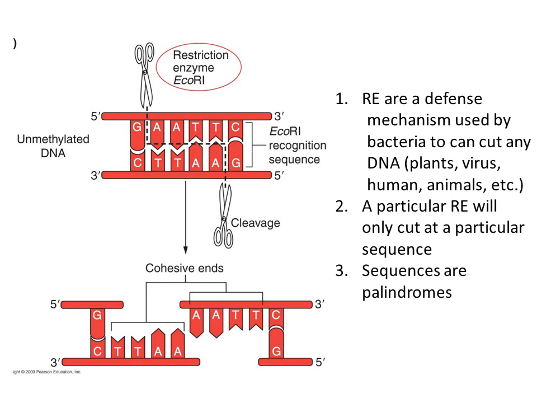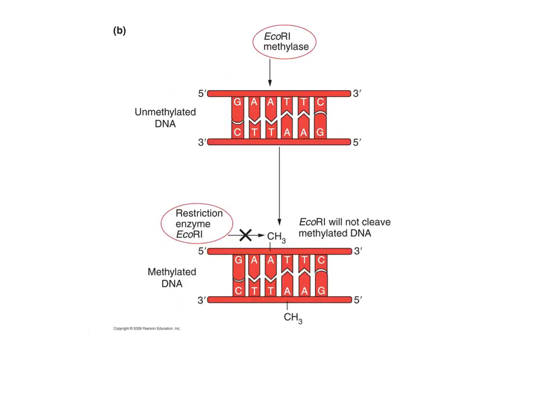If this is plant or viral or human or animal DNA, it will cut the DNA. A particular restriction enzyme will only cut at a particular sequence, and these sequences are always palindromes. So as shown here for EcoR1, it always cuts at GAATTC, and the same is shown on the bottom strand. And again, the reason that it doesn't cut its own DNA is because bacterial DNA is heavily methylated, shown here by the CH3 group. And if the CH3 group is there, then the restriction enzyme will not cut. And so this is true for bacterial DNA, which is heavily methylated.